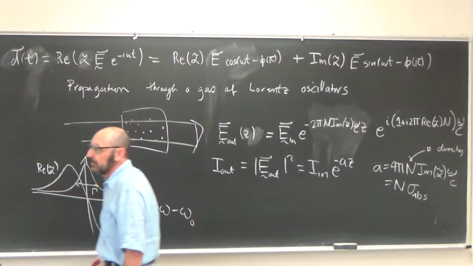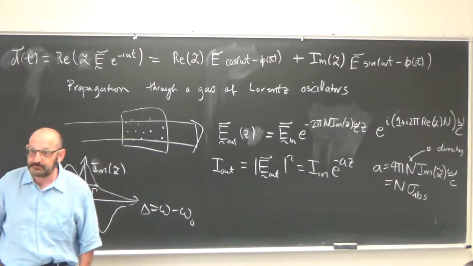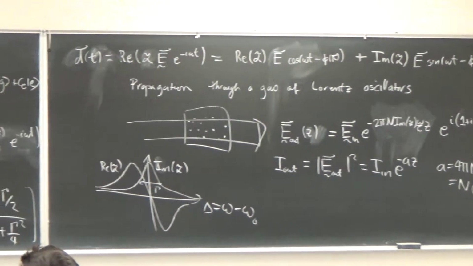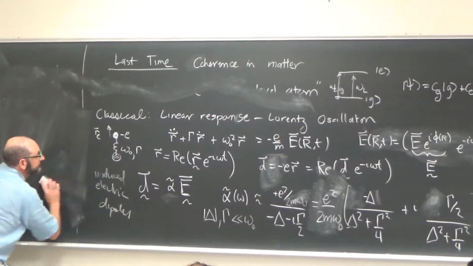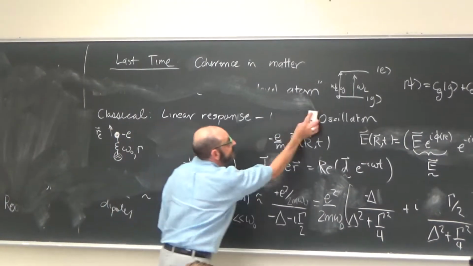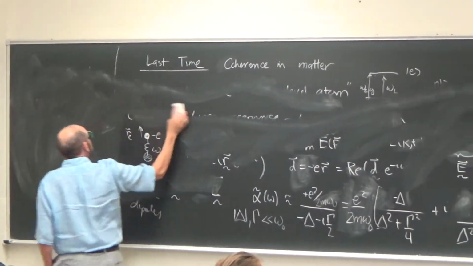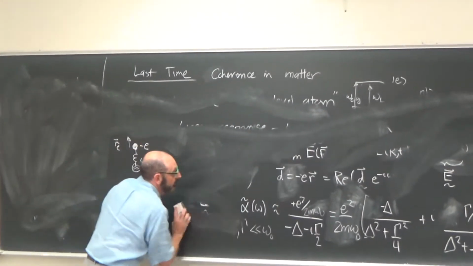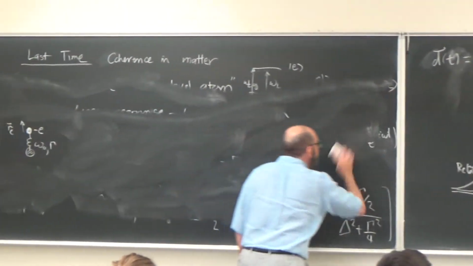Of Lorentz oscillators. Okay? So that's where we were. So let's continue on. So let's talk a little bit about this damping. So we have this damping rate gamma here, and from where does that arise?